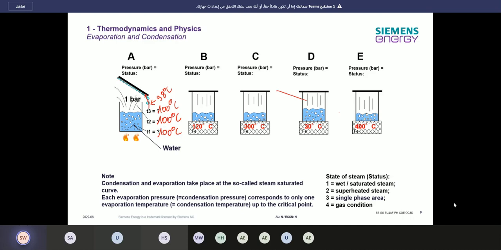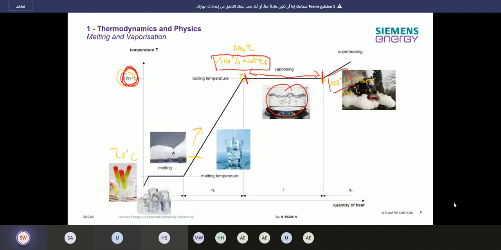I just want to say when the steam is coming out here and over here on the face, it's condensing again. That's all happening at the same temperature. And that's the process we have over here. So this process: 100% water, vaporizing, steam is getting out, and then getting to water again. This all happens at this 100 degree phase.